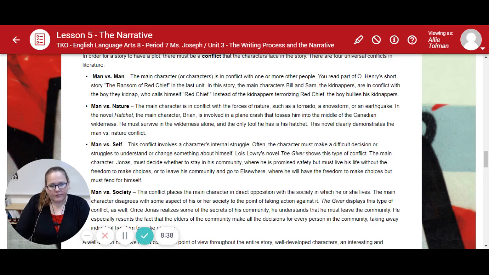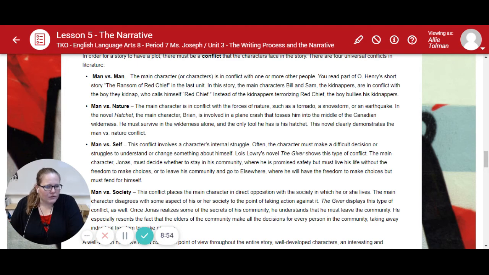Man versus self. This conflict involves a character's internal struggle. Often, the character must make a difficult decision or struggles to understand or change something about himself. Lois Lowry's novel, The Giver, shows this type of conflict.